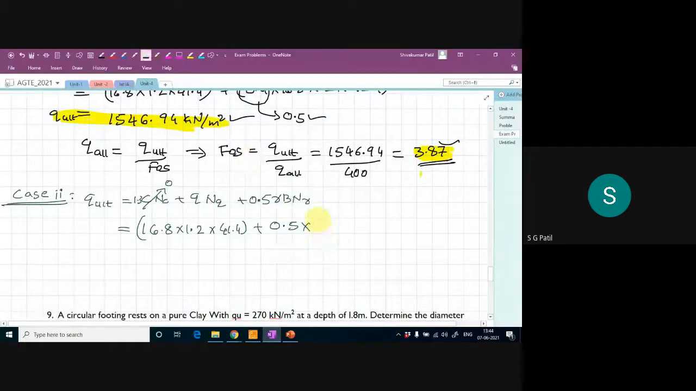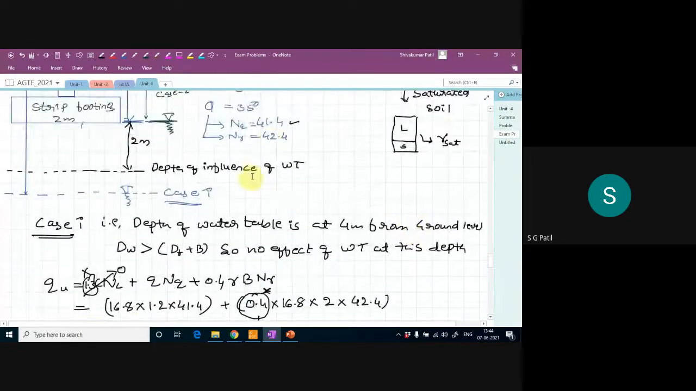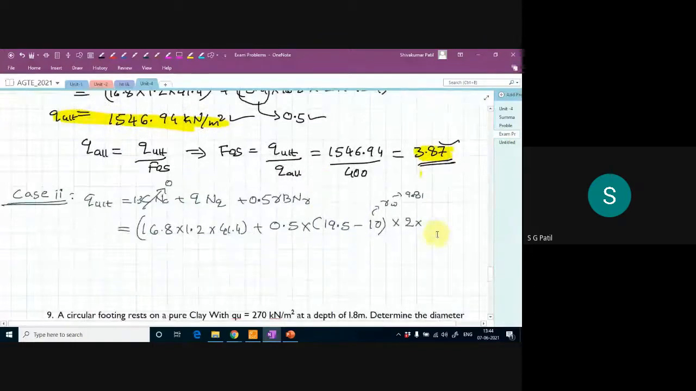So 19.5 minus, I will take 10 as the unit weight of water. Even you can take 9.81 also, no problem. Either 9.81 or 10. I will take 10 just for the sake of computation. So gamma into what is the width of foundation? 2 meter into N gamma. What is the N gamma? 42.4. Okay, so calculate how much you are getting.